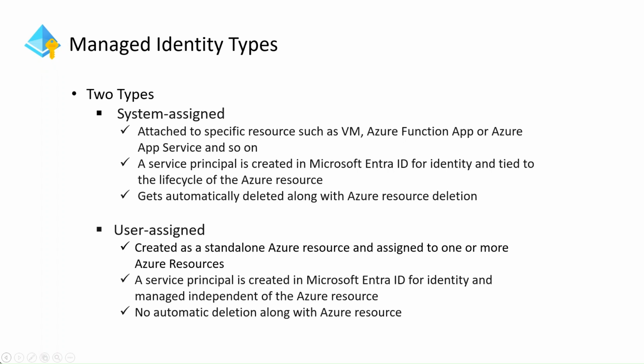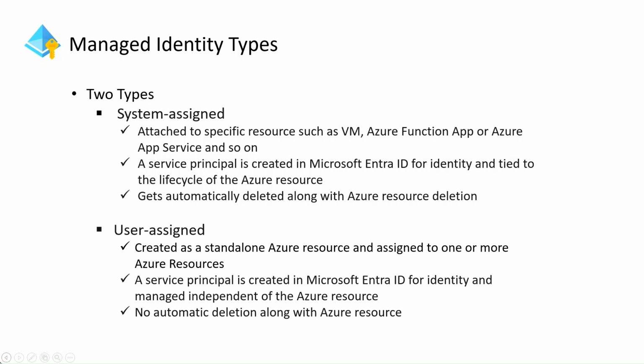Once the system assigned managed identity is enabled on a resource, the service principal is created in Microsoft Entra ID for the identity, and the service principal is tied to the lifecycle of that Azure resource. The system assigned managed identity is deleted along with a resource deletion. That is, if you delete a resource, the system assigned managed identity also gets deleted.